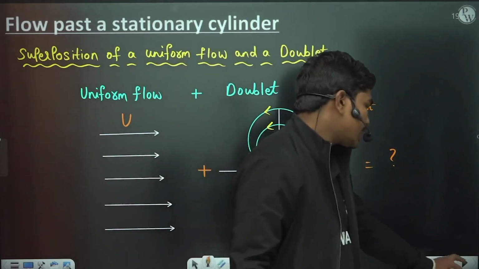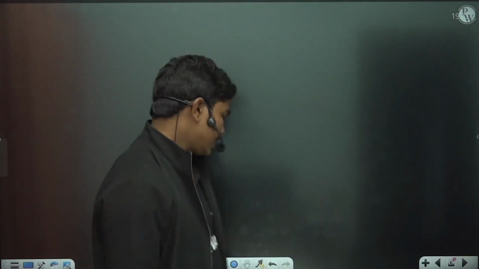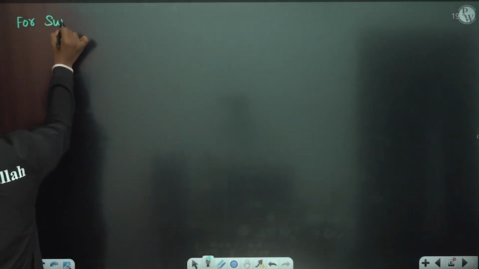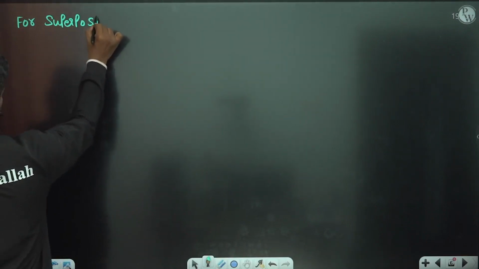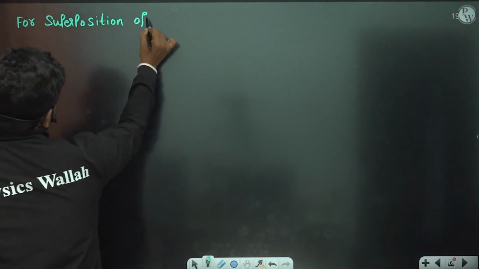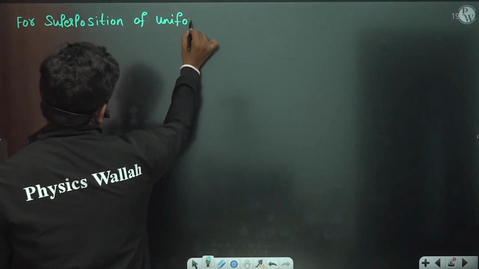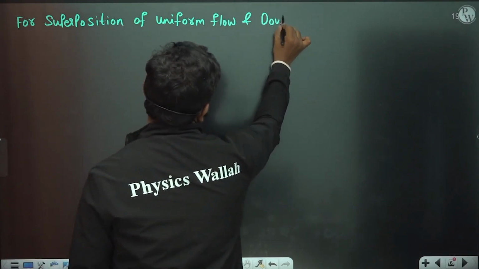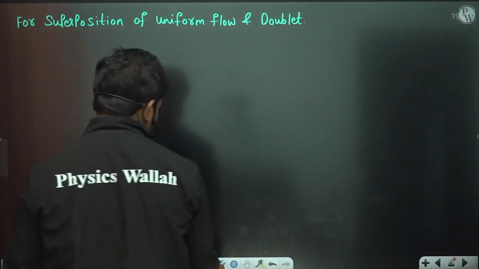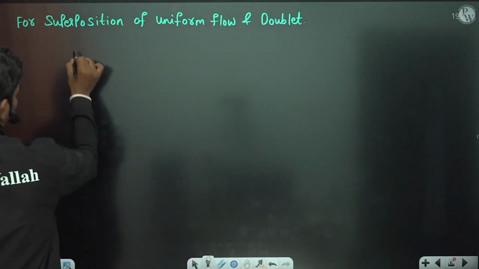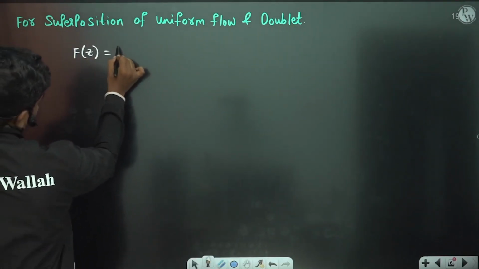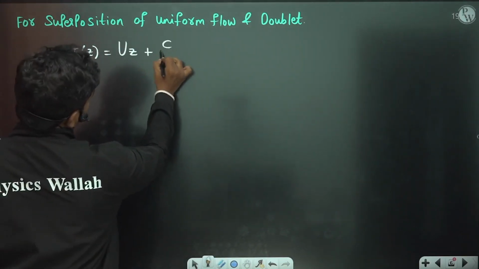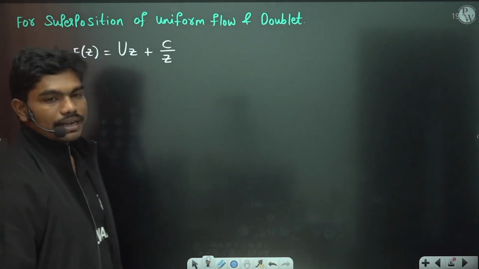Okay, so first we'll start with the complex potential function for the superposition of uniform flow and doublet. Let us see what comes out. F of Z is equal to, so the complex potential function for the uniform flow is Uz, plus for the doublet we have seen this is C by Z, correct? So this is C by Z for the doublet.